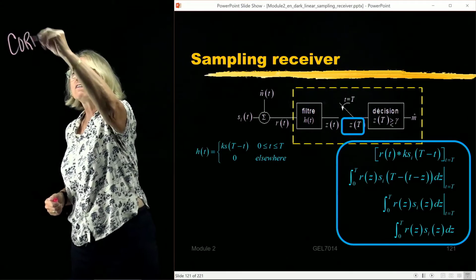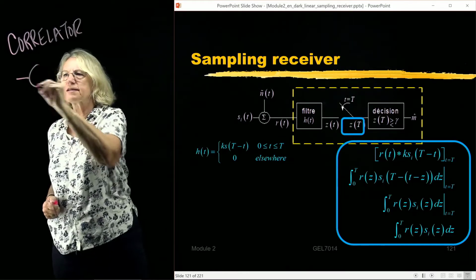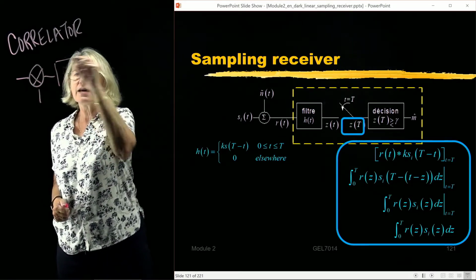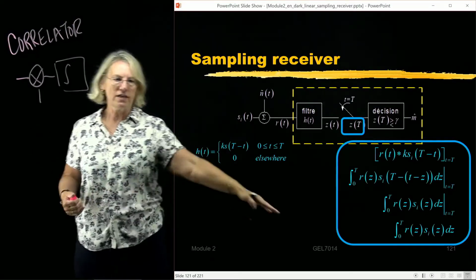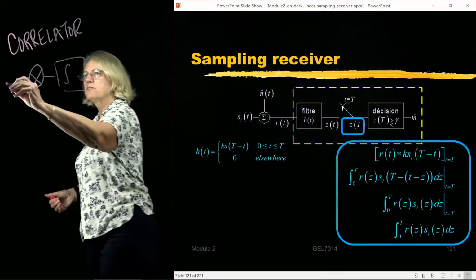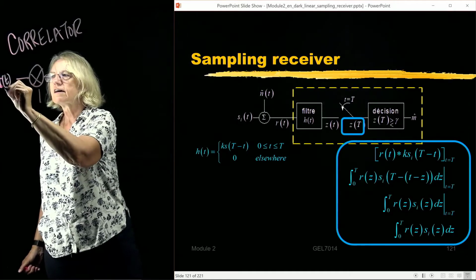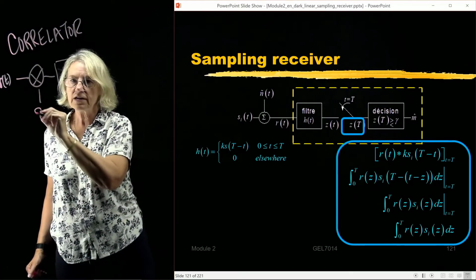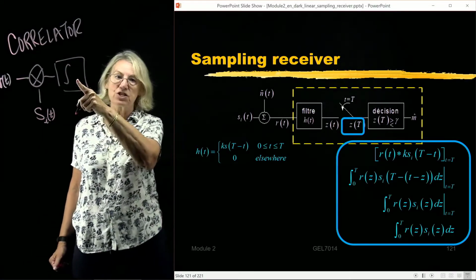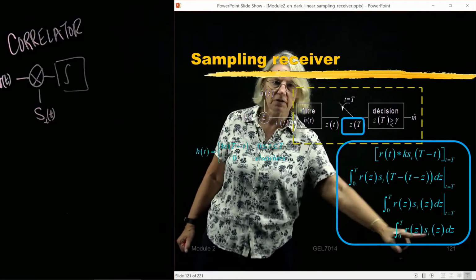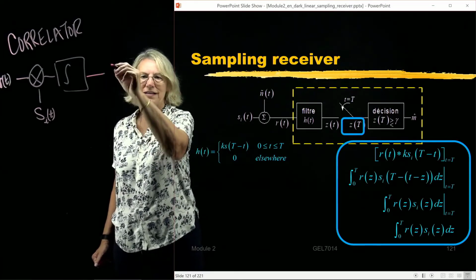So a correlator would be something where we take something in, we multiply it, and then we do an integral of it. This is the block diagram of a correlator. In this expression, what comes in is the received signal, and I correlate it with s_i(t). Then I integrate it. So I multiply them together and then integrate, and this becomes my test statistic.